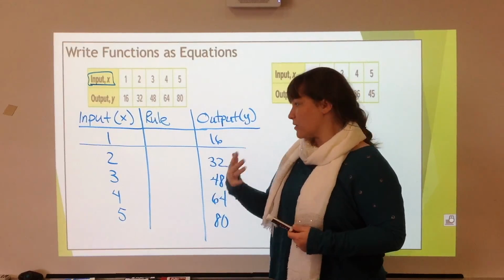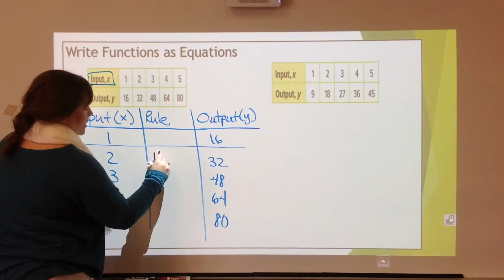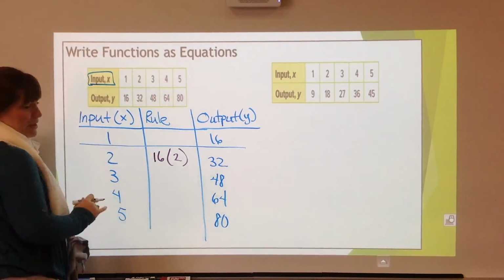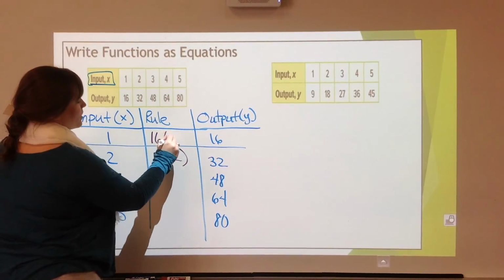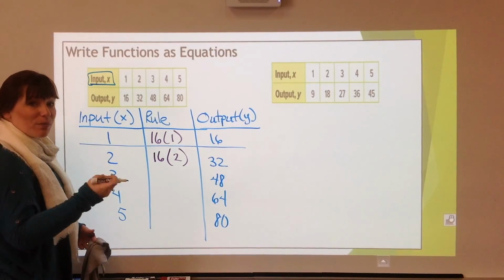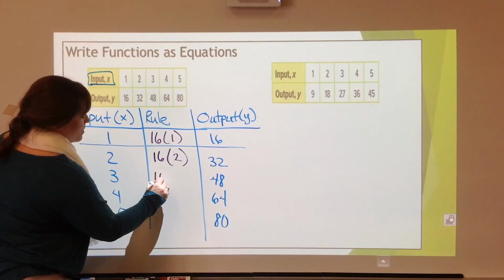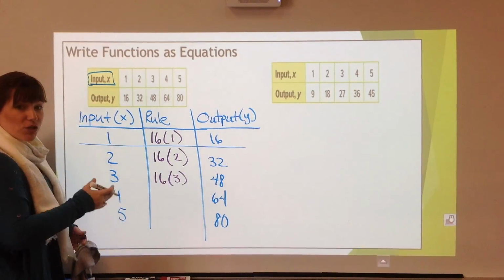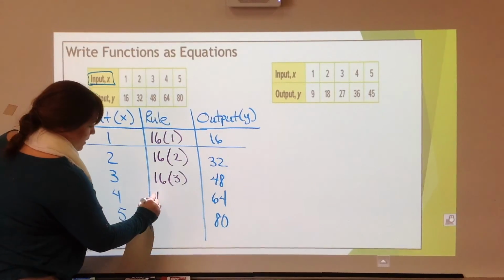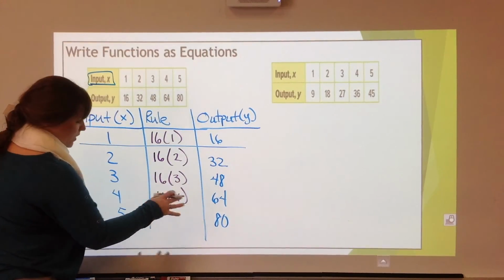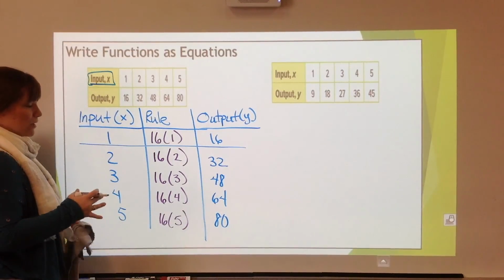What happens when I multiply by 16? So we're going to test this out. If I take my 2 and multiply it by 16, will I get 32? Yes, I will. So I have found my pattern. I'm multiplying whatever the x is by 16. So I'm going to fill in all of this pattern to check and make sure it stays true for the rest of the table. 16 times 3, 48. 16 times 4 is 64. And 16 times 5 is 80. So we've found our pattern.